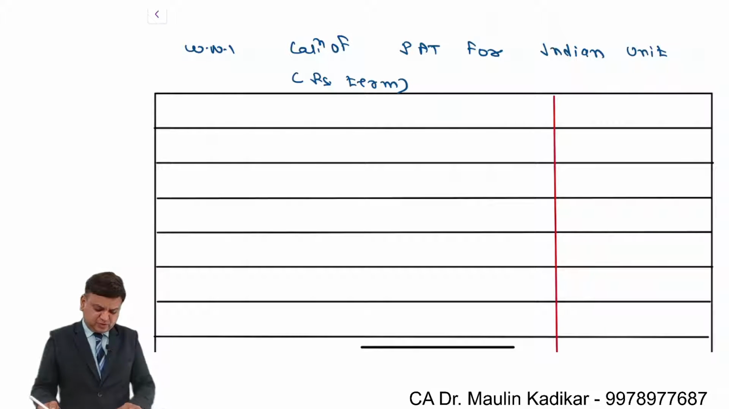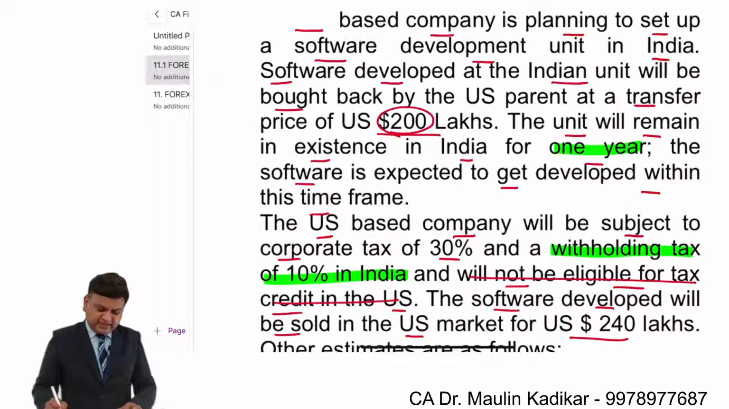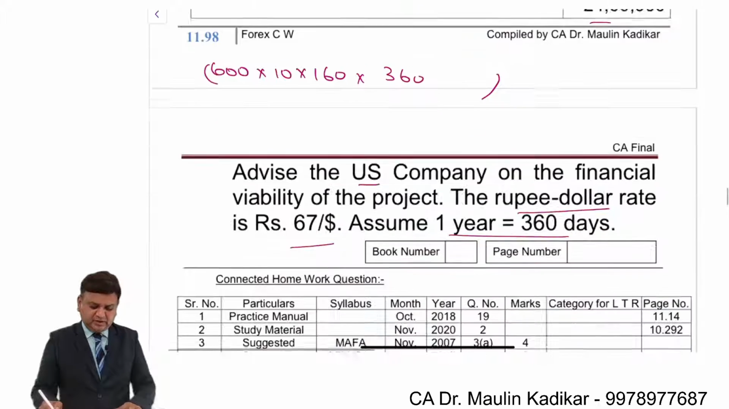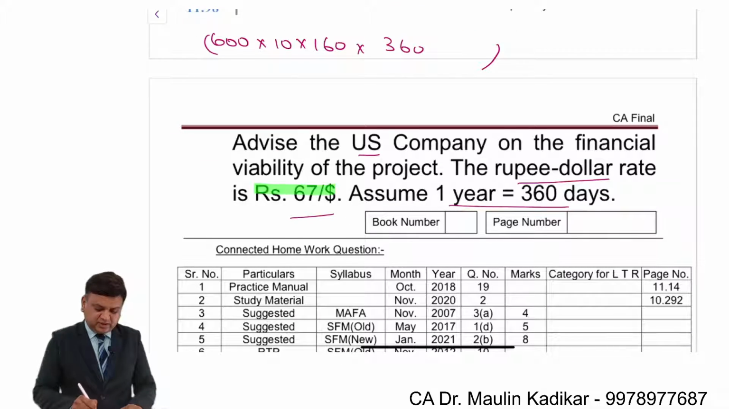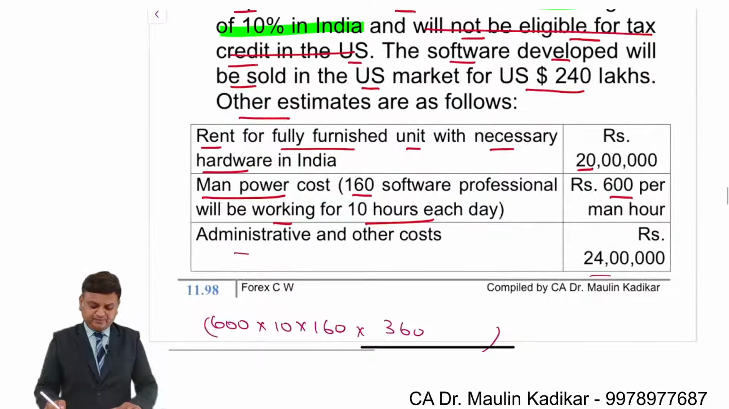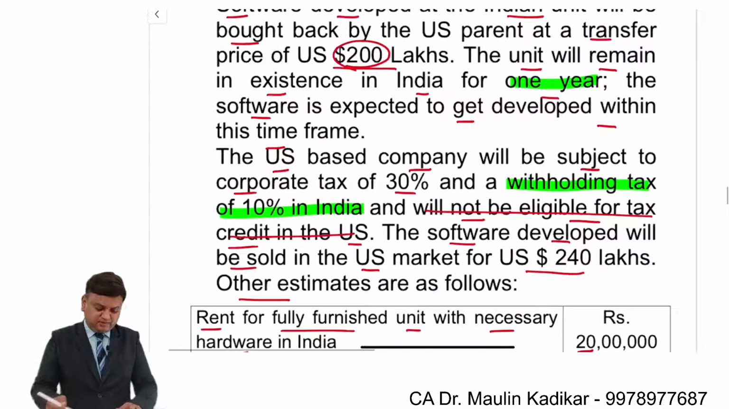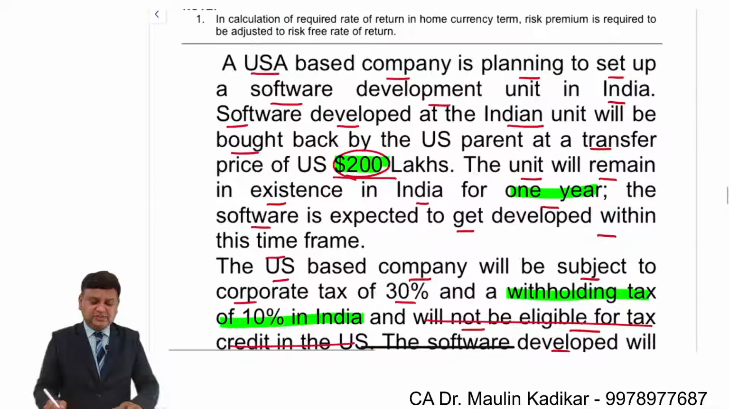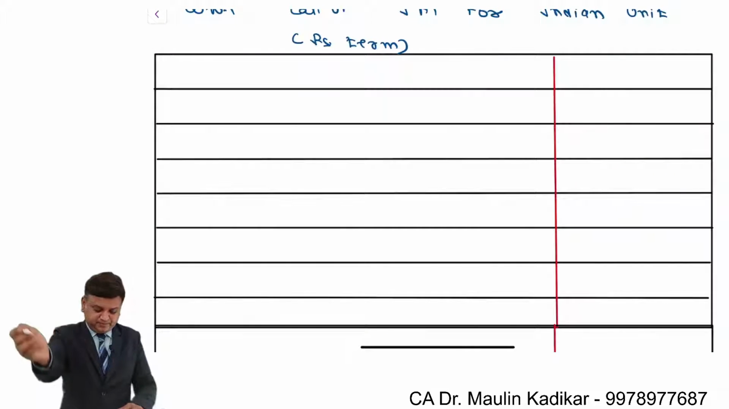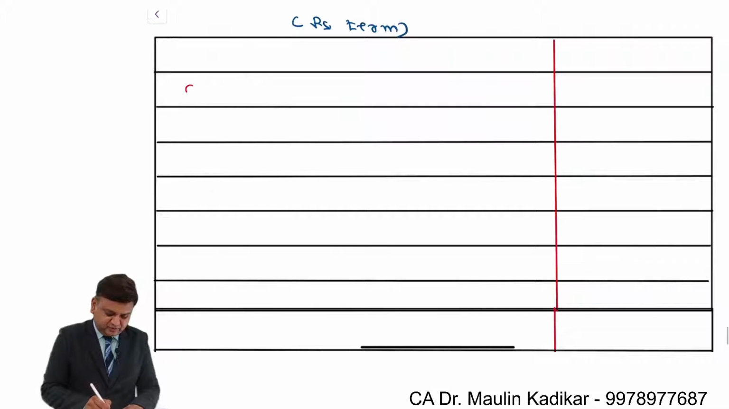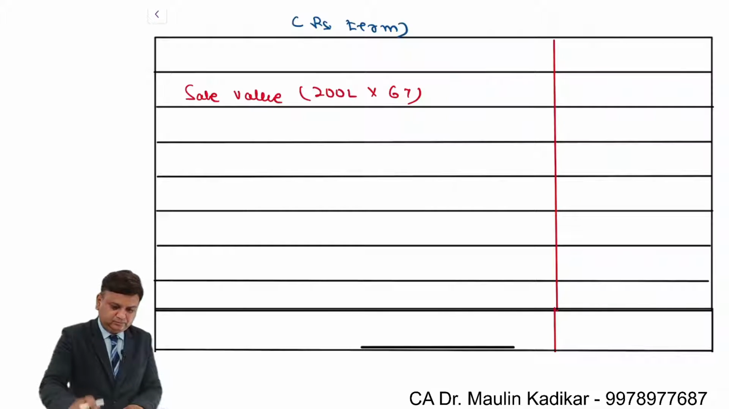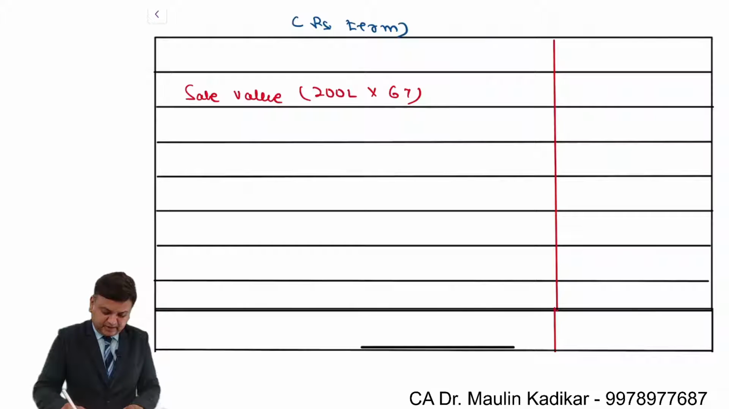Friends, over here it is very simple for us to understand that in the entire question we have been provided with only one exchange rate and all other things have been provided to us in rupees term. Of course the transfer price is provided to us in dollar term. So 200 lakhs is the amount which the Indian unit will receive. So from the Indian unit point of view, we can say the sale value of software is 200 lakhs multiplying with 67 rupees per dollar. So it comes to 13,400 lakhs.